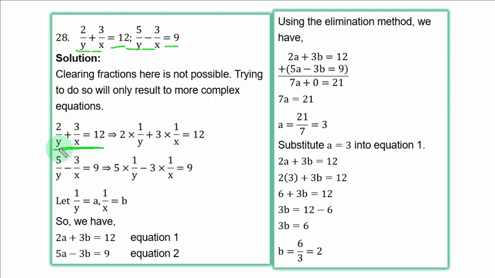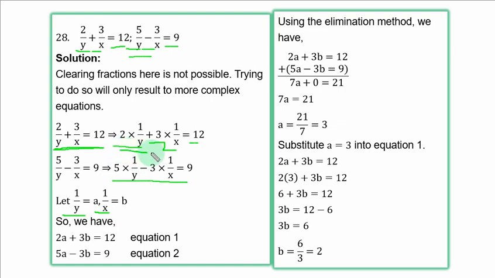To do that, let us factor out 2 from this place. So you have 2 times 1 over y. Then the second term becomes 3 times 1 over s equal to 12. For the second equation, you do the same thing and you have this result. To proceed, let 1 over y equal to a, 1 over s equal to b.